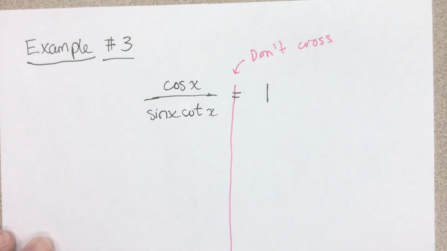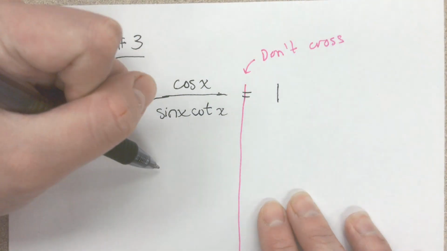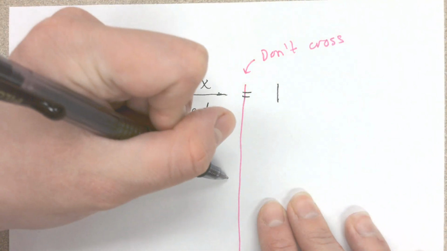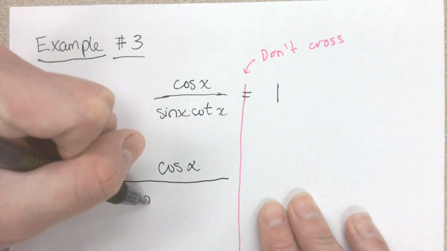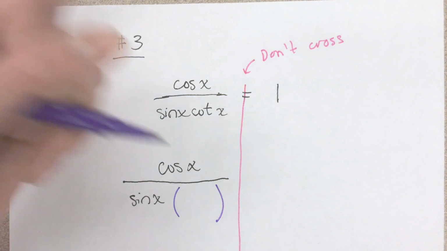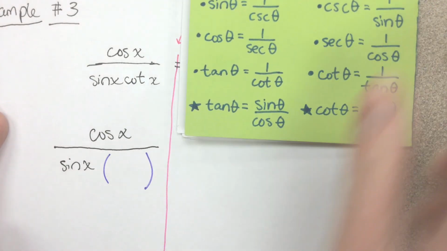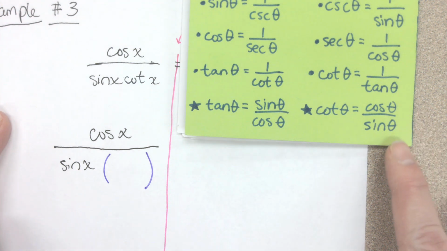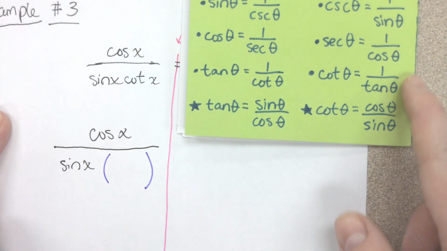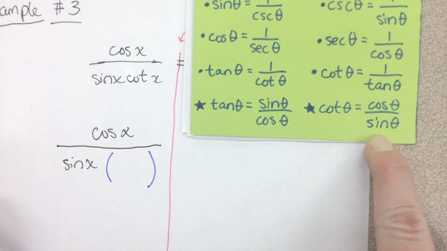So our only option from here, since there's no Pythagoreans, is to go straight to changing to sine and cosine. The only term that needs change is cotangent. So we end up with cosine of x over sine of x. And then I replace cotangent with its reciprocal identity. Reminder, pretty much every time use cosine over sine. There's a couple times you might want to use 1 over tangent instead, but if you're ever not sure, always use the cosine sine identity.